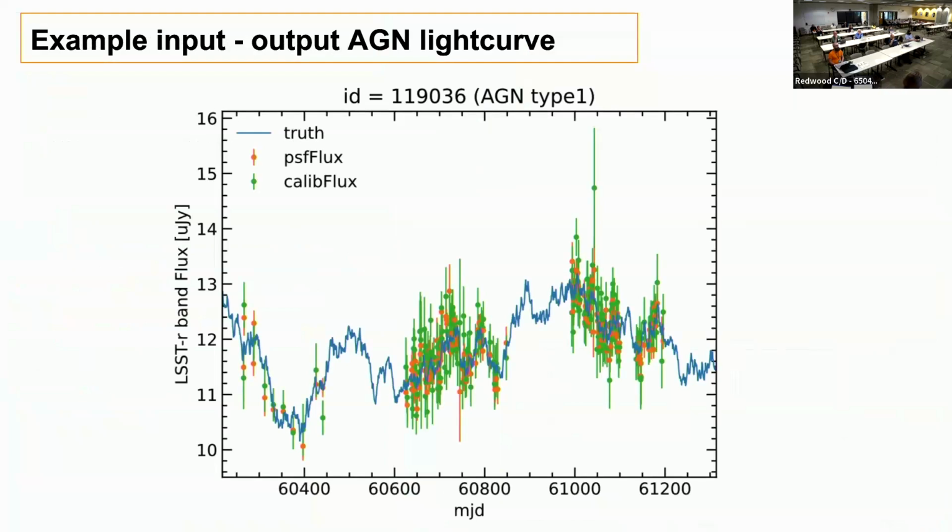This is again an example AGN from the simulation. Here in blue, you have the truth light curve that we are simulating. And these are 2 different outputs from the source tables that we get, one for the PSF flux, one for the Calib flux. We are having a discussion at the moment about what is the best flux measurement for AGN, because we have different levels of host galaxy contamination. Sometimes PSF flux works for QSO type objects, and sometimes Calib flux could be the better measurement for the flux.